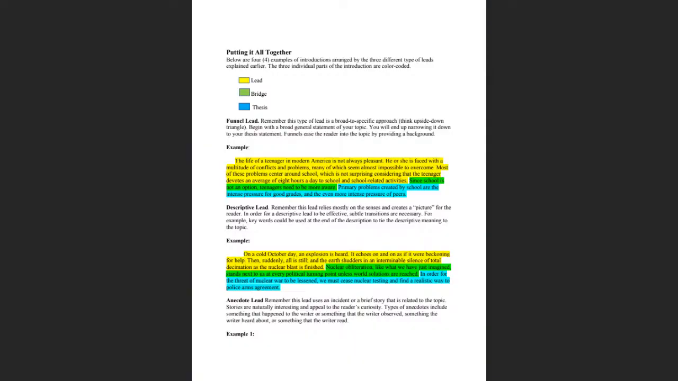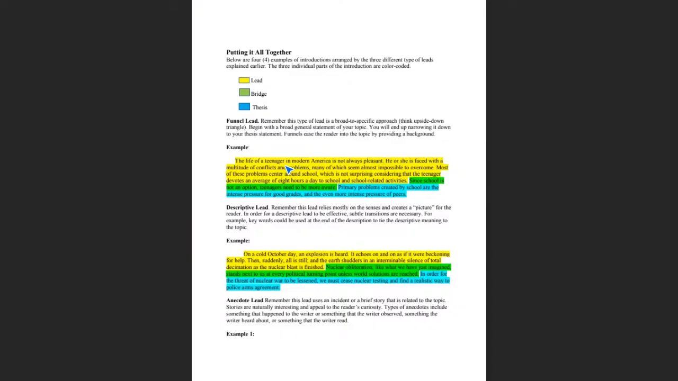What you see here is putting it all together. So this gives you an example of lead, bridge, and thesis. So the lead is the yellow part, the bridge is the green part, and the thesis is the blue part. So let me just read this first example. So this is the lead, which is the yellow.